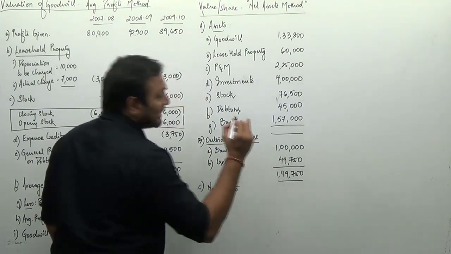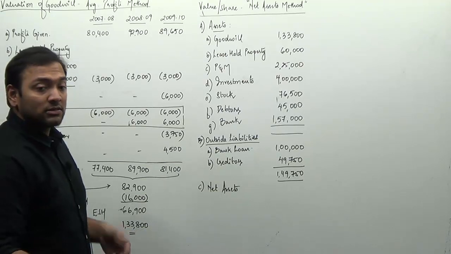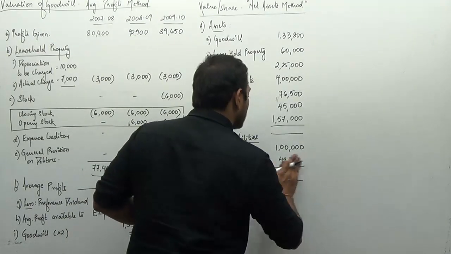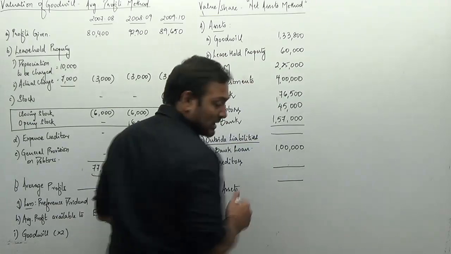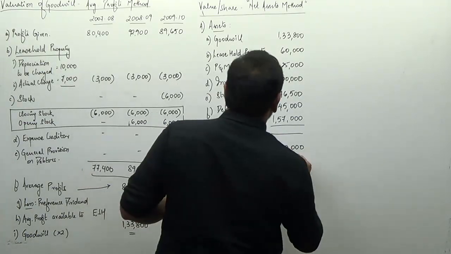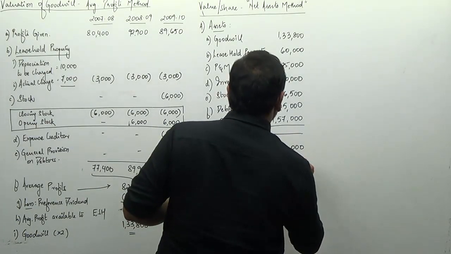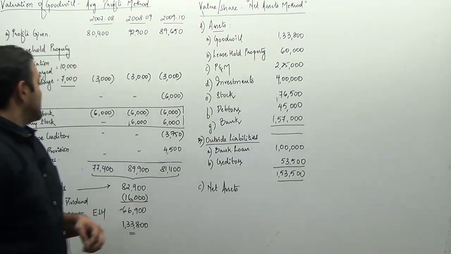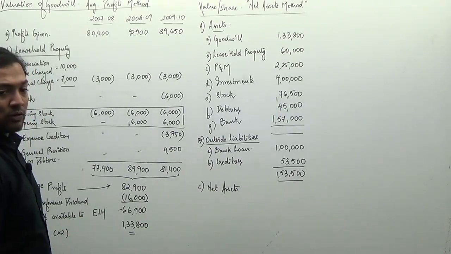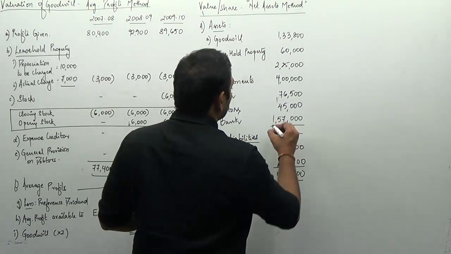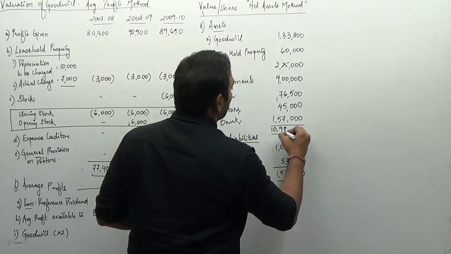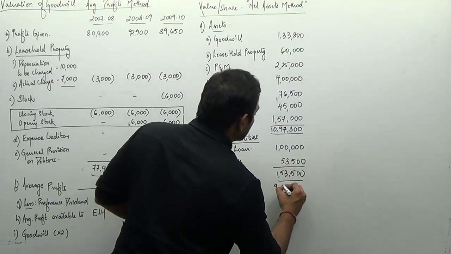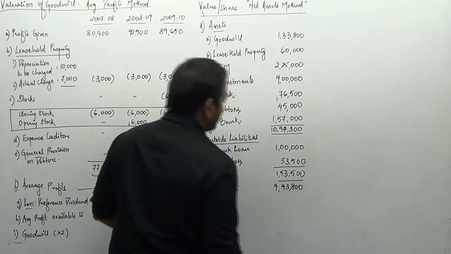But I am valuing equity share, so I need net assets available to equity shareholders. Once again, there is outstanding expenses of 3,750 to be included in the creditors. Add 3,750 to the creditors of 49,750, which should become 53,500. Forgot about that, guys. Outstanding expenses are supposed to be added. And my value of total assets is... So my net assets will be 9,43,800. This is net assets.